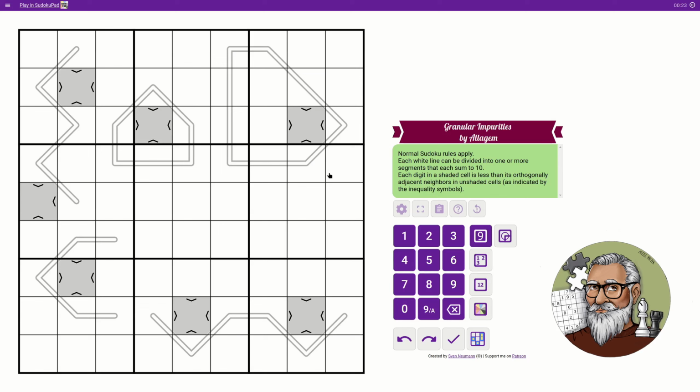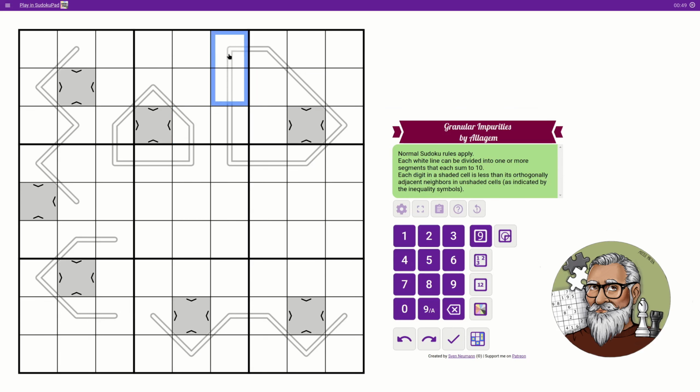Each digit in a shaded cell is less than its orthogonally adjacent neighbors in unshaded cells, as indicated by the inequality symbols. Right, so we can see the inequality symbols, and that means that whatever we put here, that digit has to be less than whatever we put in these four. That's it.